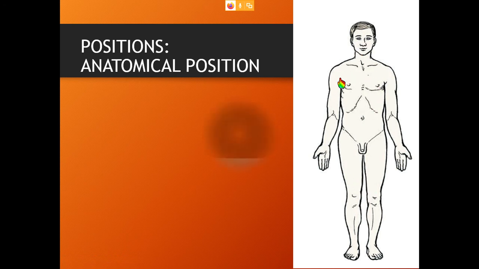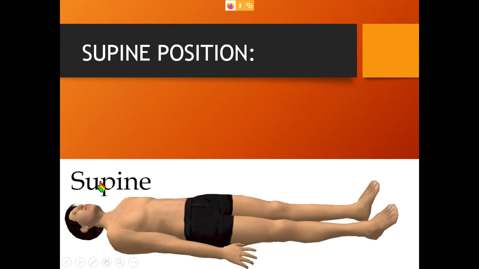Anatomical position. Then the supine position. Supine position means a patient or a cadaver, a person lying on the floor or lying on the cot, looking upwards. Try to see this image. This person is looking upwards. The entire body is facing upwards. Such a position is called the supine position.